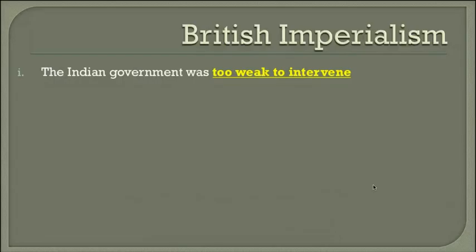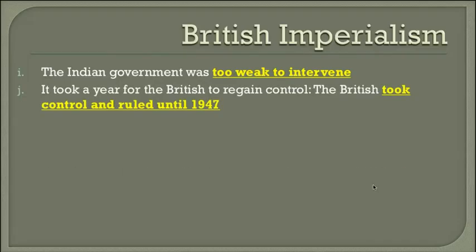Now, this is where things go badly for the Sepoys because the Indian government was too weak to intervene. Remember, the Indian government is strongly influenced by the British. In fact, the British really control the Indian government. So the Indian government is not strong enough to intervene and help this rebellion. So it takes about a year, but as things start to settle down, the British actually emerged from this with more control. The British took control and ruled from this point in the 1850s all the way up until 1947.